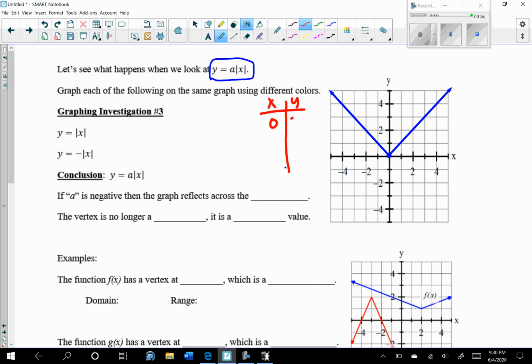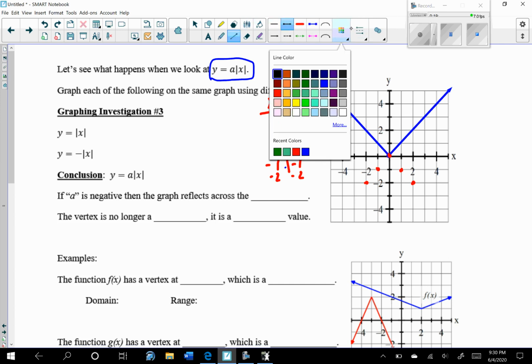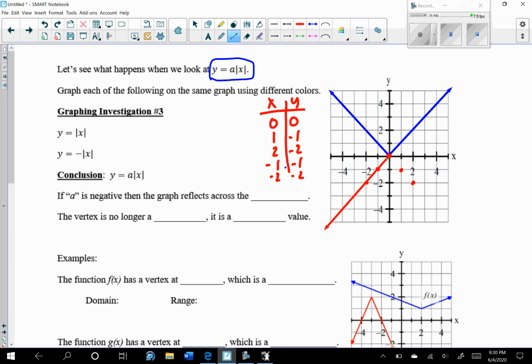I would have 0, 0 still, but when I plug in 1, the absolute value of 1 is 1, but we have the negative on the outside, so negative 1. 2 would be negative 2, negative 1 would be negative 1, and negative 2 would be negative 2. So when you graph this, you can see that instead of opening up, your graph is going to be opening down. So then we can get our ruler and go ahead and connect our points.